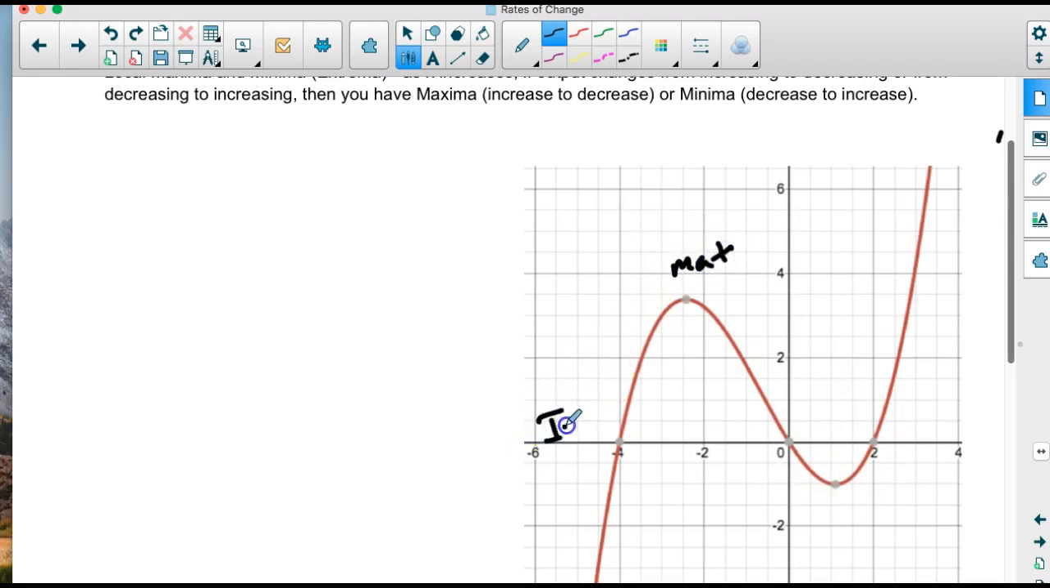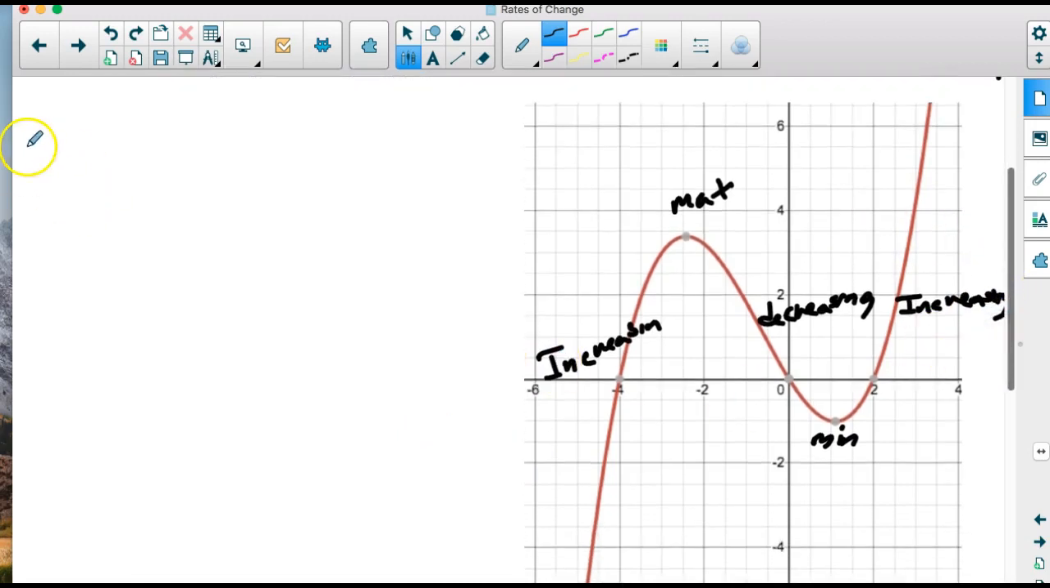We're increasing here, we're decreasing here, and we're at a minimum point, and then we're increasing again. Now they're going to ask, or I'm going to ask, for intervals where this happens. So I'm going to use interval notation here. So we're assuming this function goes on forever. So I'm going to be increasing, and these are x values that we're going to look for. So we're going to look for the cutoff right here.